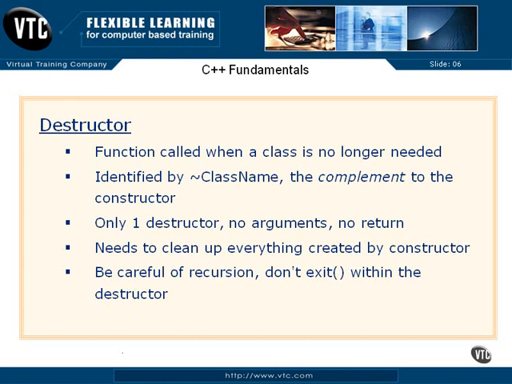The destructor is identified by the tilde in front of the class name, so that makes it the complement to the constructor, because as you know from C programming, the tilde in front is the one's complement. So this is a complement to a constructor, a destructor. There is only one destructor for each class. It cannot take in any arguments, and it cannot give back any return values, because everything that it's doing is destroying things and throwing them away. So it has no structure to use to get anything back to you. Again, it cleans up everything created by the constructor.